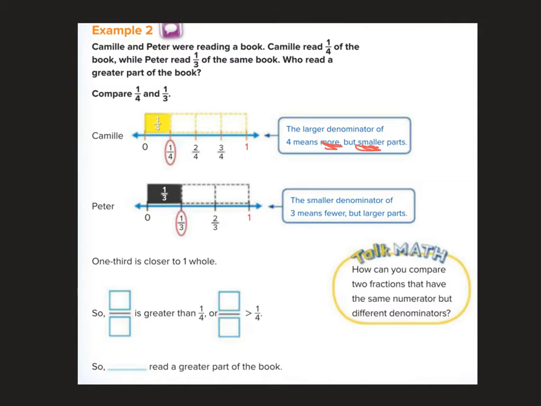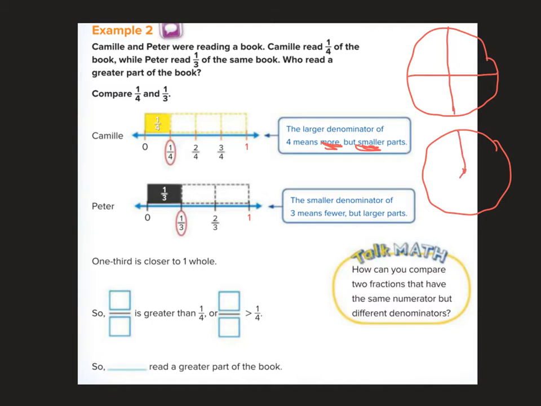So I don't know, I always like thinking of pizzas. I guess maybe I eat too many pizzas.